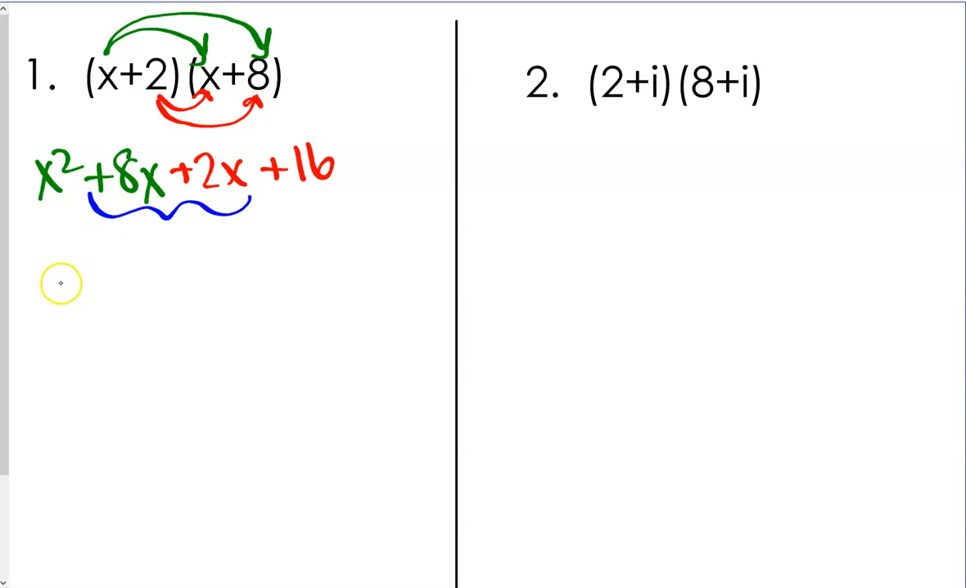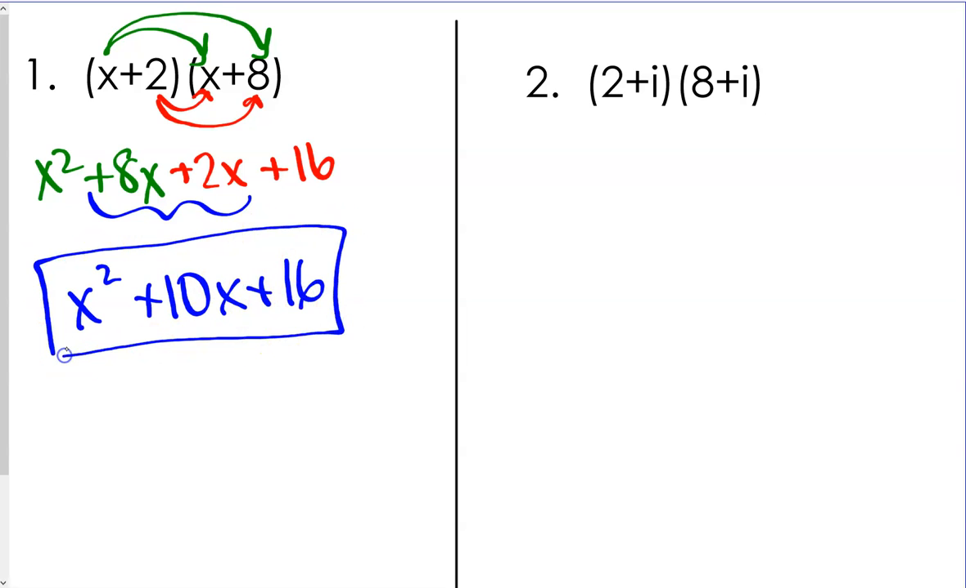We're going to combine like terms. We get x squared plus 10x plus 16. Okay, so we do this because I want you to think for a second. Do you think multiplying 2 plus i times 8 plus i is going to give me the same as x plus 2 and x plus 8? All I did was change the x to an i. So is it going to change anything? I want you to think for a second. I want you to write on your paper somewhere yes or no so you don't forget what your answer was. Did you write it down?